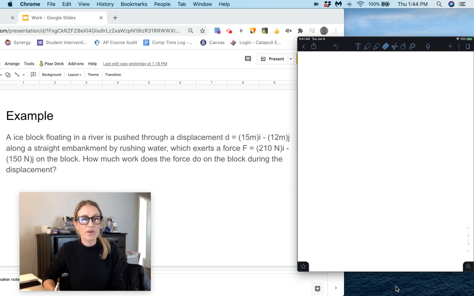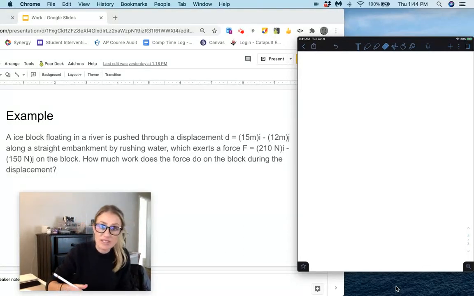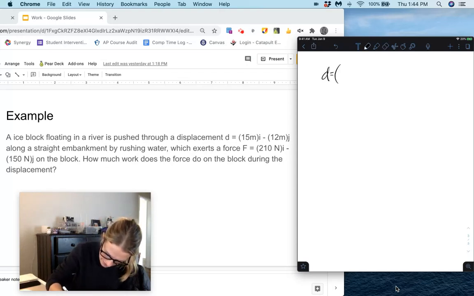Hi everyone. This example is an example of the work equation, but with dot products because we have unit vector notation here. So we have an ice block floating in a river is pushed through displacement d of 15 meters i hat. So our d is 15 meters i hat minus 12 meters j hat.